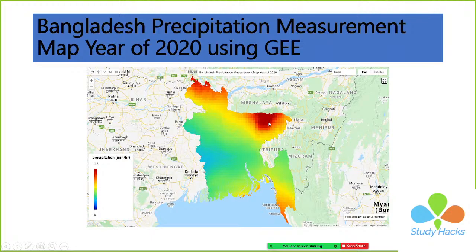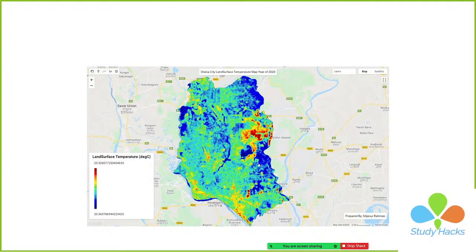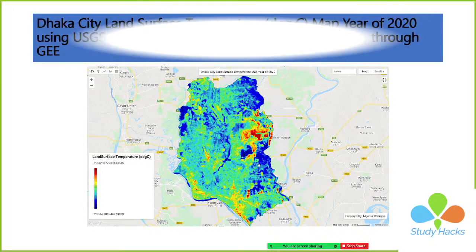So in this part, more of the precipitation will happen here. The precipitation unit is millimeter per hour. So how can we get the total average precipitation map for the year 2020? This is another thing, the land surface temperature. This is the land surface temperature map for the year 2020.